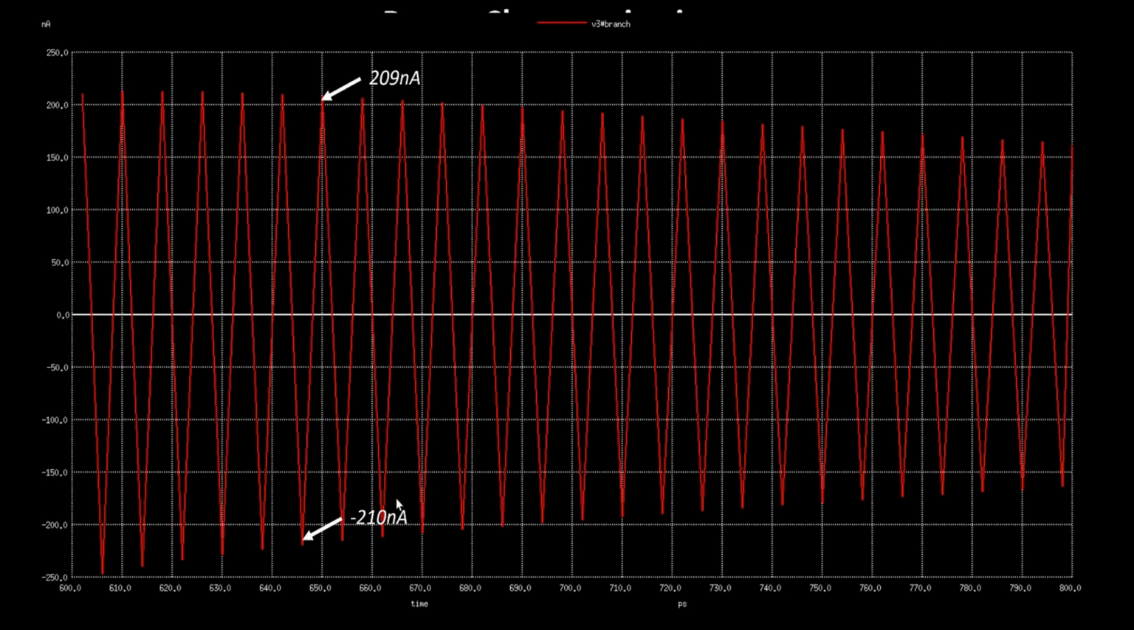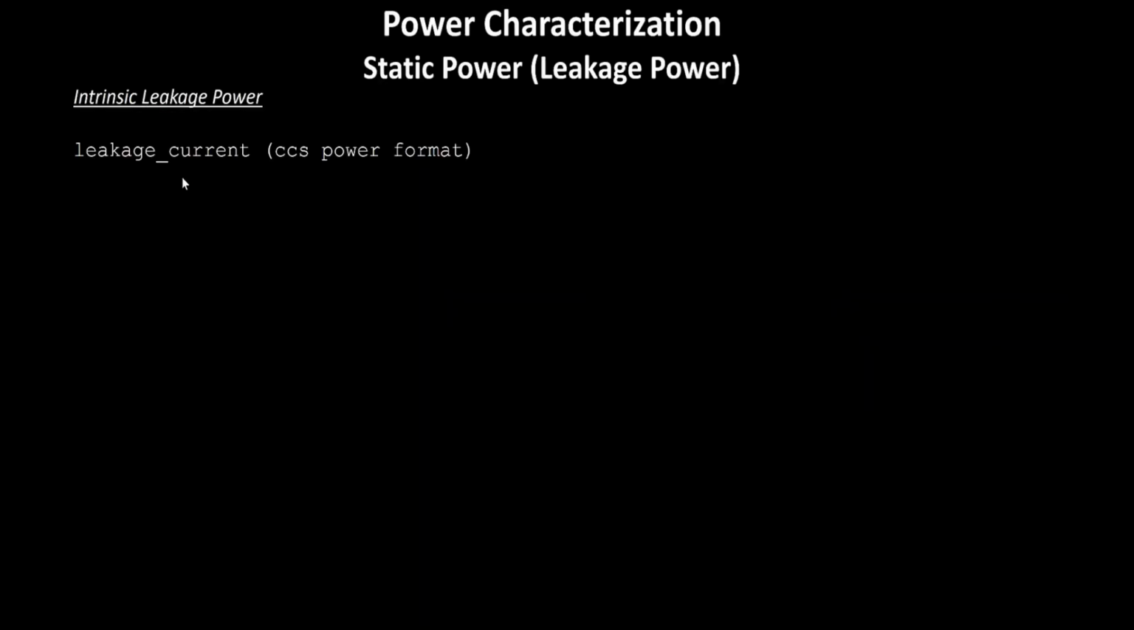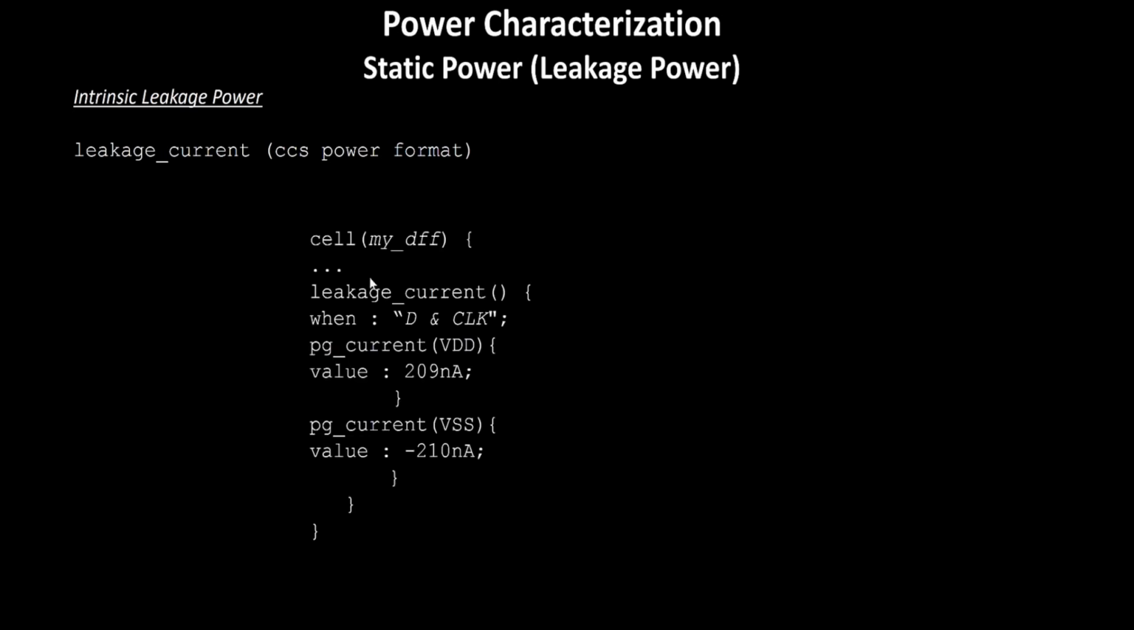There are two different values that we find over here, one positive and one negative, and both need to be modeled in the leakage_current group. This is how we do it. leakage_current is a CCS power format. The format that you see over here is a CCS format. The cell is, let's say, my_D_flip_flop, the one which we are modeling. In this area all your timing and noise related information will come. Then you have the leakage_current group with this particular syntax.